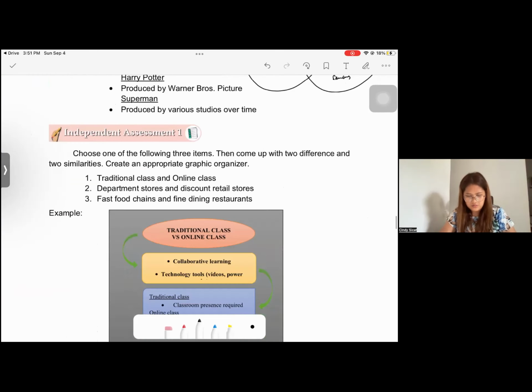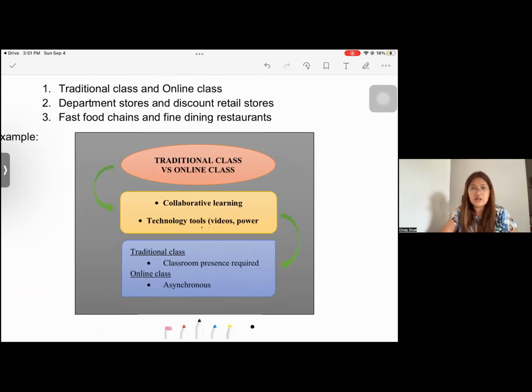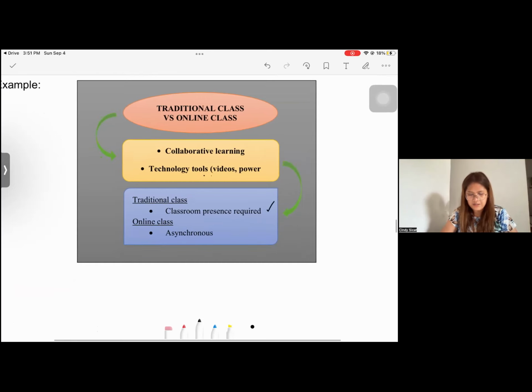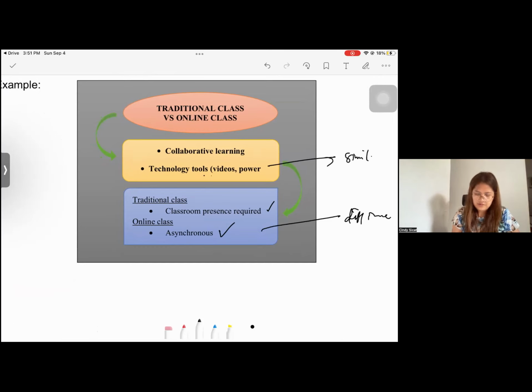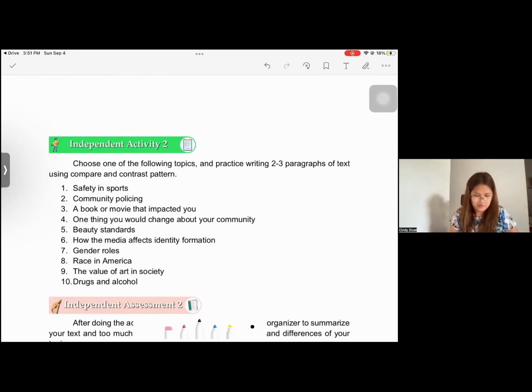Okay? So we can also use this graphic organizer, like traditional class versus online class. In a traditional class, you have classroom presence. Well, in an online class, you have asynchronous. This one is for the differences or the contrast. But for the similarity, you have collaborative learning, which is possible in both modalities. The technological tools are used for both. So on your own, you choose one of the topics, then you try to practice two to three paragraphs of text using compare and contrast patterns.